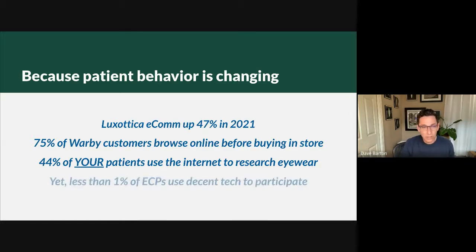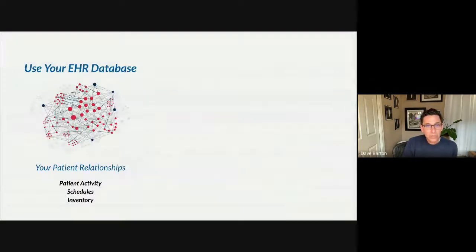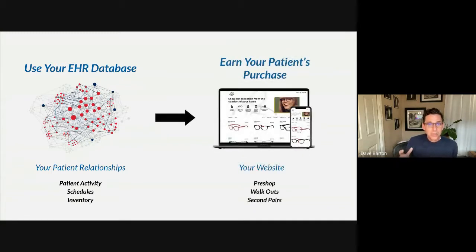If we don't have a solution, and less than 1% of ECPs do right now have a solution to connect that purchase, it just makes it harder and takes longer in the practice, and you don't sell as much. What's the solution? It's to take your EHR database. This is where your patient relationships are housed. Could be decades of your work building patient relationships and keeping track of when they're coming in next, when they were in last, what did they buy last, did they buy or not? And this is where you keep your frame inventory and your lens inventory as well. And you use that to unlock and earn your patient's purchase.